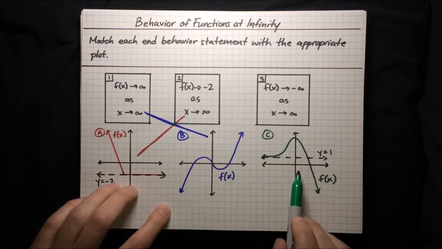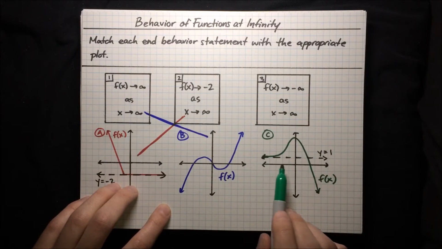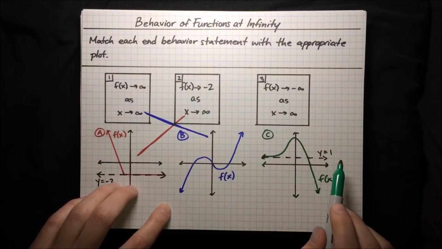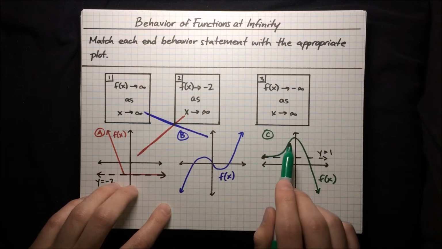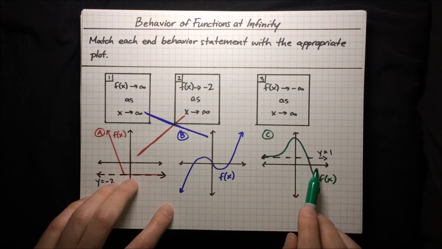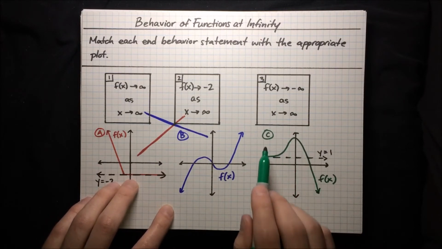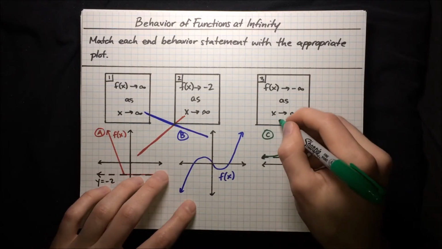What matters is the end behavior: as x goes further and further to the right, what's the general behavior? Well, initially it's increasing, but then overall it's just going down, down, down. So that's what we're interested in, C. Great.